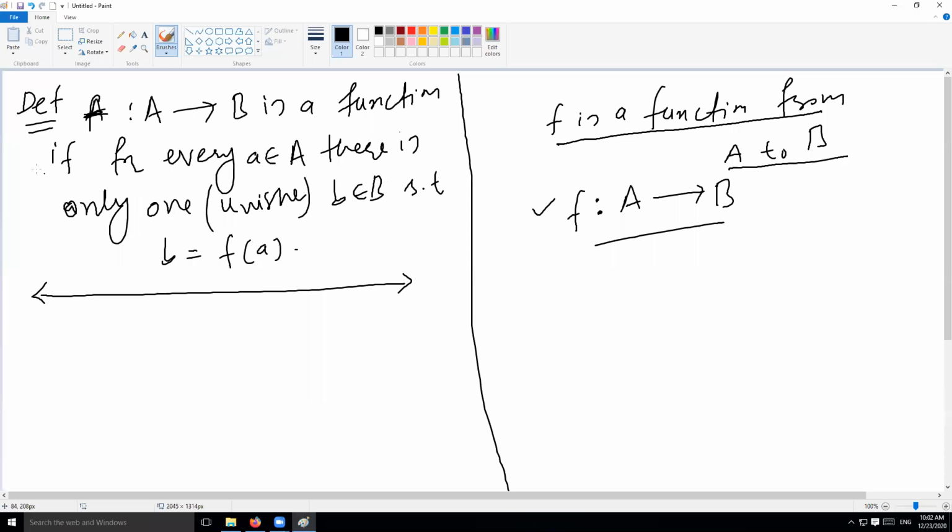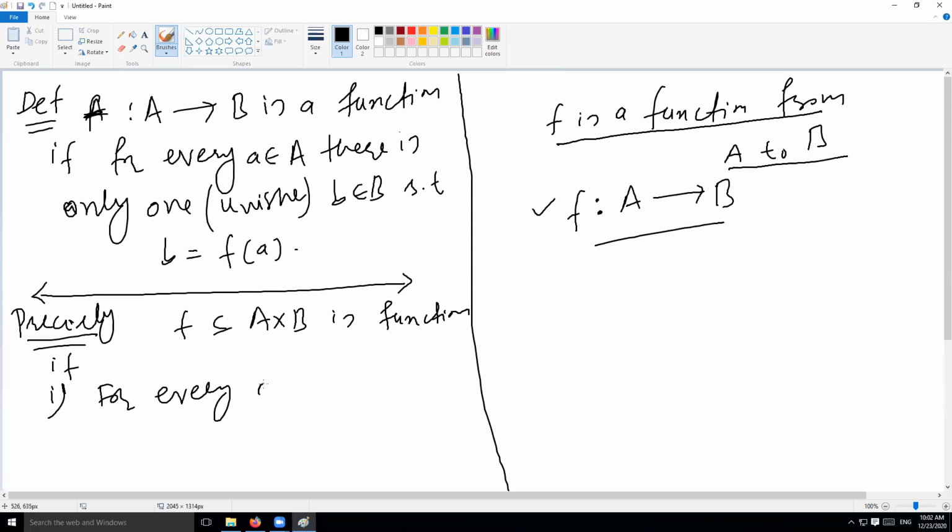Whenever I'm saying that F is a function from A to B, what do we mean precisely? F is a subset of A cross B, and this subset is a function if it satisfies two conditions. Number one, for every a in A, there is a b in B such that (a, b) belongs to F. So this is the meaning of saying that for every a, there is a b in B such that b equals F of a.